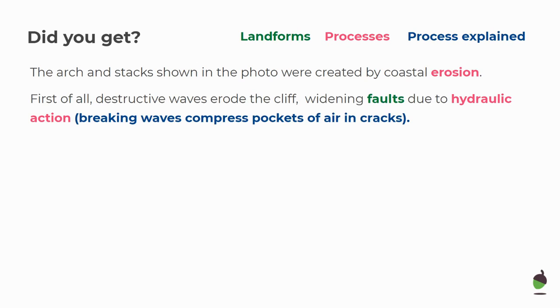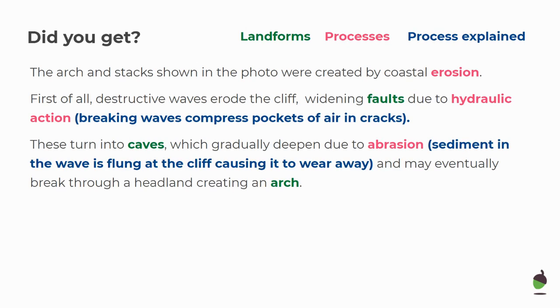First of all, destructive waves erode the cliff, widening faults due to hydraulic action. This is breaking waves, compressing pockets of air in cracks. Give yourself a tick if you've got hydraulic action creating the fault. These turn into caves, which gradually deepen due to abrasion. Sediment in the wave is flung at the cliff, causing it to wear away, and may eventually break through a headland, creating an arch.